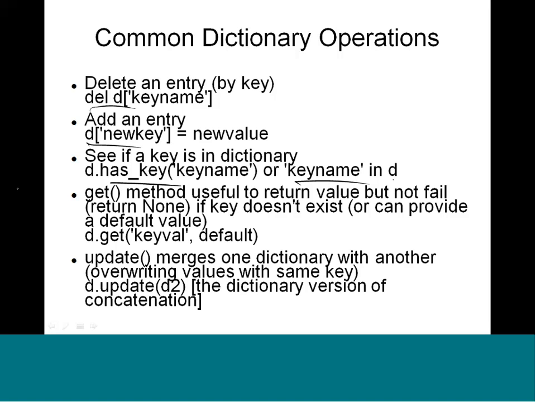The get is a method that is useful to return a value, but it does not fail, so it returns none if the key does not exist. That is the only caveat. The way to use it is get, then the key and then the default.